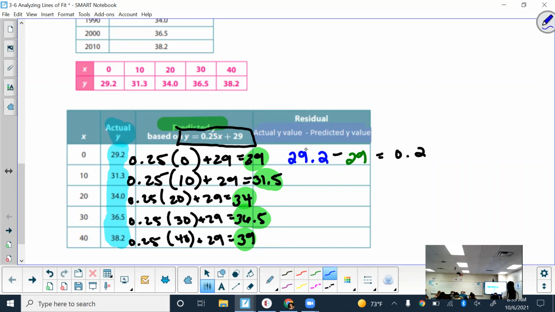We had our actual, minus your predicted, and what's my residual on that one? This time it's a negative 0.2. So practice calculating these last three on your own, and we'll see if you're right.